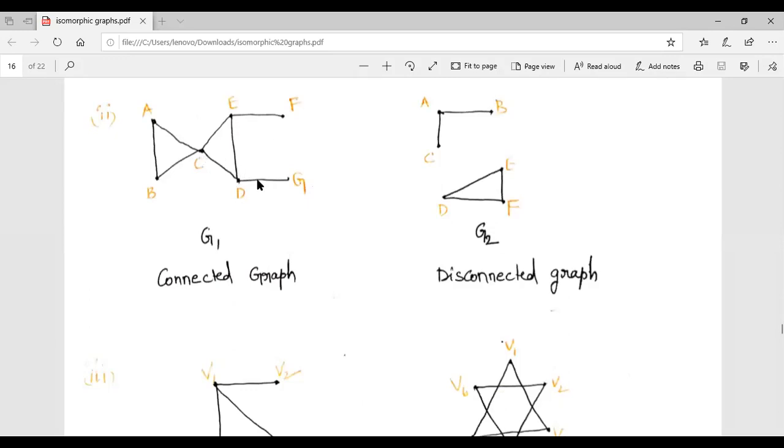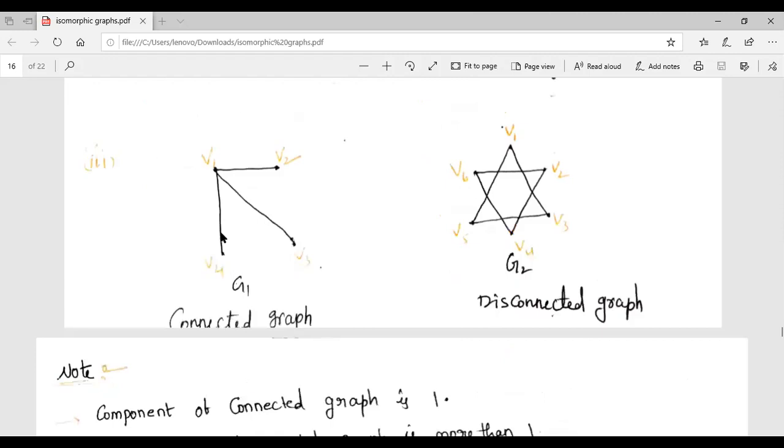Example for a disconnected graph. If we look at G2, the graph has 6 vertices A, B, C, D, E, F. But here there is no path from A to F. So A to B, A to C, that's it. There is no path from A to F. B to D also: there is no path from B to D, A to E, and B to F. So this is a disconnected graph.